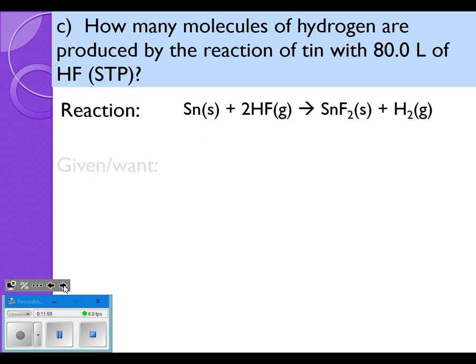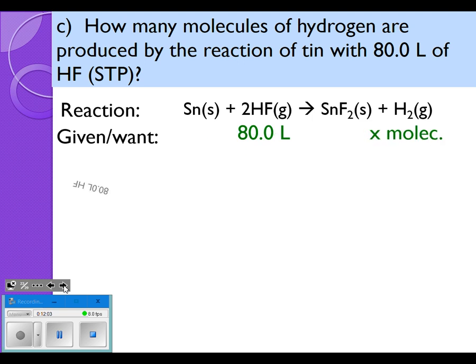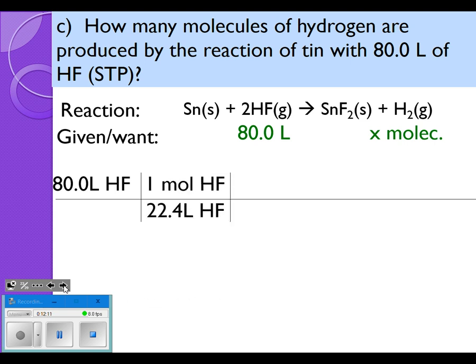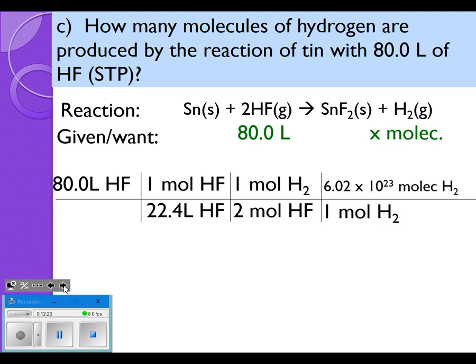Same reaction, but I could start with liters and want to find molecules. So if I started with liters, I know there's 22.4 liters for every 1 mole, so I would divide by 22.4. Then I would set up my mole ratio, so I'd put 2 moles on the bottom and 1 mole on the top. And then I know for every 1 mole of H2, there's 6.02 times 10 to the 23rd molecules. So again, it's about following the mole map.